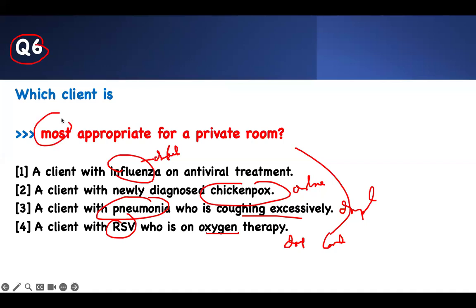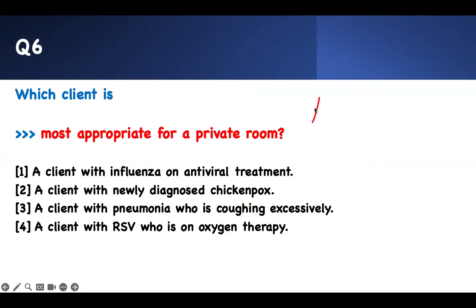Who is most appropriate for a private room? Private room means that is all they can get. An influenza patient can cohort with another patient, so it's a semi-private room. RSV can also cohort. The only person who cannot cohort is chickenpox. And that is what I was explaining with the first question, that airborne precaution cannot be cohorted. So they need a pure private room.